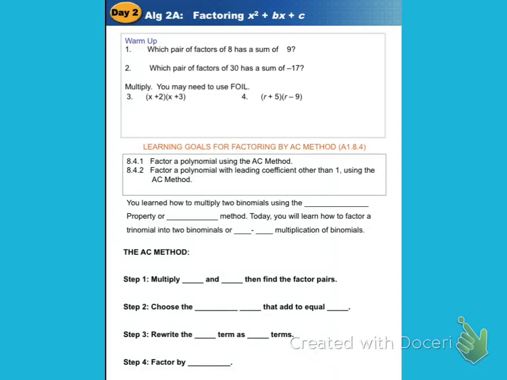Students, welcome to day 2 of our factoring review, and we do have a warm-up, so please take a moment to try each of these questions after you pause the video, and then rejoin me when you're ready to learn the lesson about factoring x squared plus bx plus c.